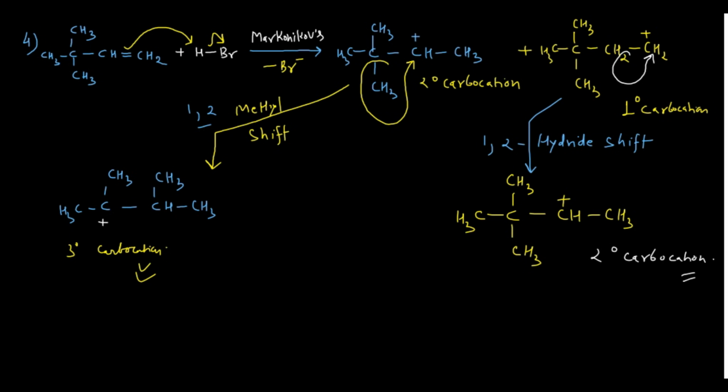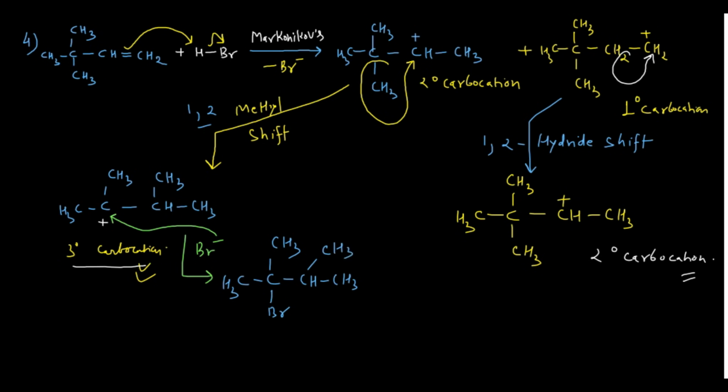This is a secondary carbocation, and you know the tertiary one is more stable. So what will happen in that case? Your Br negative will add to this carbon, right? And when it adds to this carbon, you will have this product: CH3, C, CH3Br, CH, CH3 and CH3. You are getting this particular product.